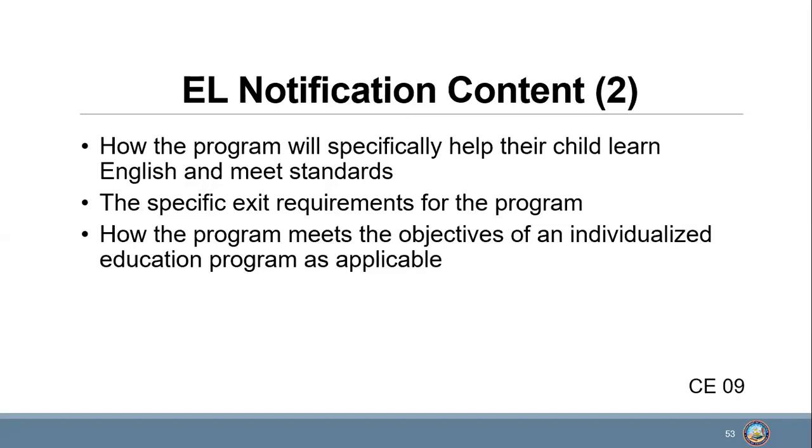Continuing on with the EL notification content, the letters must also include how the language acquisition program that's being offered will help the children learn English and meet standards. It must include information on how students can eventually exit the EL program. And if the child in question is on an IEP, then the letter needs to mention how the program meets the objectives and needs of the IEP plan.